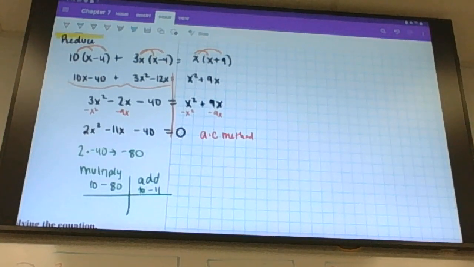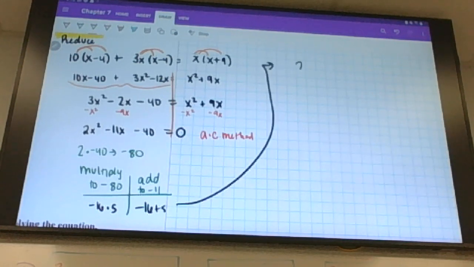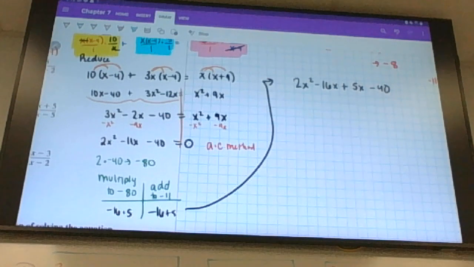16 and 5 work. If 8 times 10 works, divide 10 by 2 and multiply 8 by 2 and you get 16 and 5. 16 and 5 are the numbers. So it'll be a negative 16 and a positive 5. This is what's more difficult about the A times C method. Now I rewrite the problem with the new middle. You put the numbers that you picked in the middle, remember that? And then you factor by grouping.